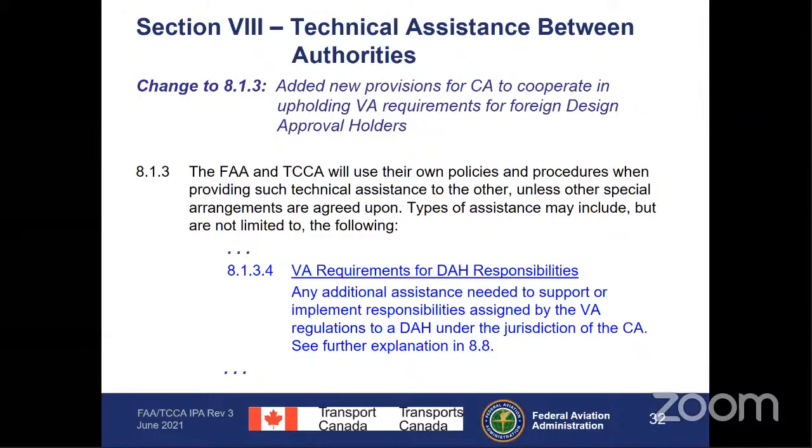Moving on to section 8, technical assistance between authorities. An addition was made to section 8.13, which adds a new provision for the CA to cooperate in upholding VA requirements for foreign design approval holders, which extends beyond design validation activities. This provision explicitly addresses the need for the CA to assist in support of VA regulations to a design approval holder under the jurisdiction of the CA. The wording then directs the reader to section 8.8, which I'll discuss in the next slide.